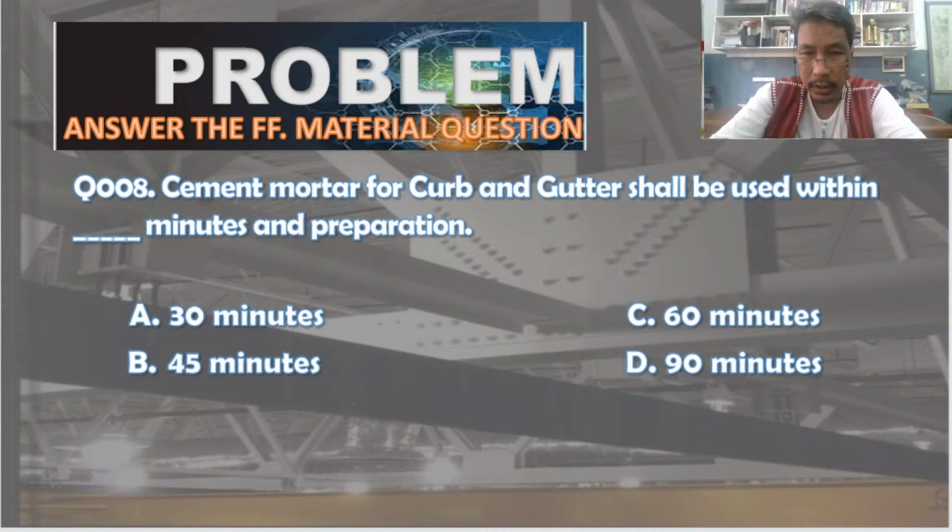Now let us proceed to the challenge question. Question number 8. For materials engineering review, cement mortar for curb and gutter shall be used within blank minutes after preparation. So how many minutes? A, 30 minutes. B, 45 minutes. C, 60 minutes. D, 90 minutes.